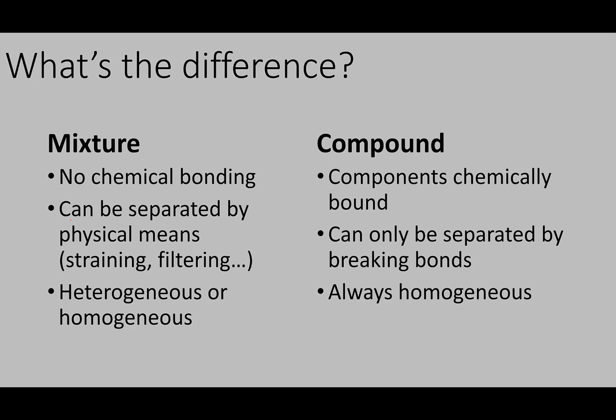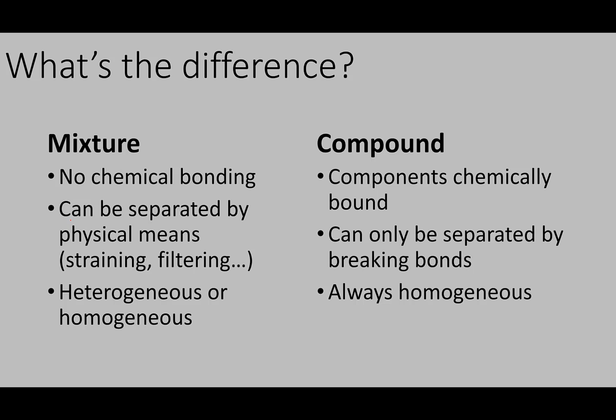Now we've talked about mixtures and we've talked about compounds. So what's the difference here? In mixtures, there is no chemical bonding between the parts. In compounds, the components are chemically bound. In mixtures, we can filter something. We can separate the parts by physical means. Straining, filtering. But in compounds, we can only separate out the parts by breaking bonds.